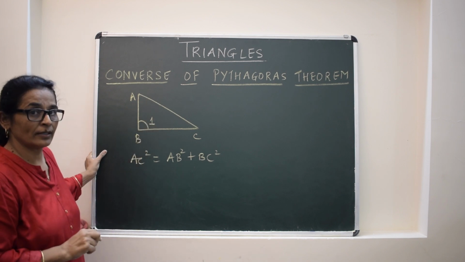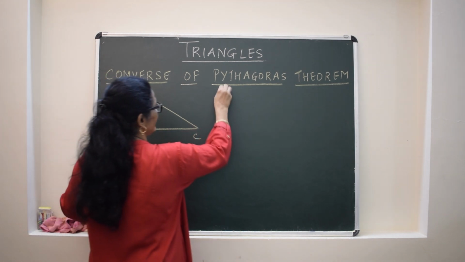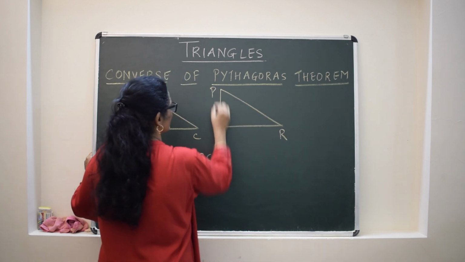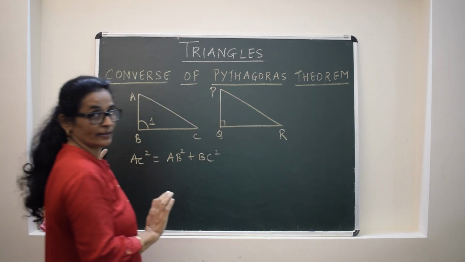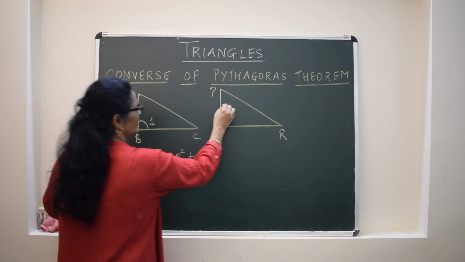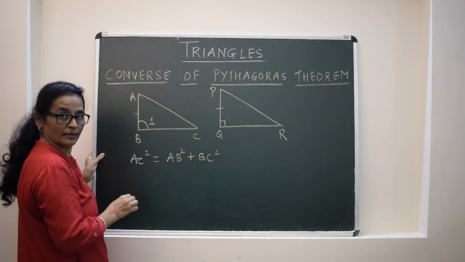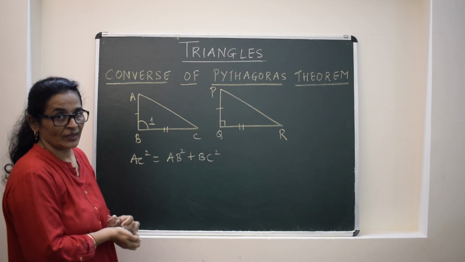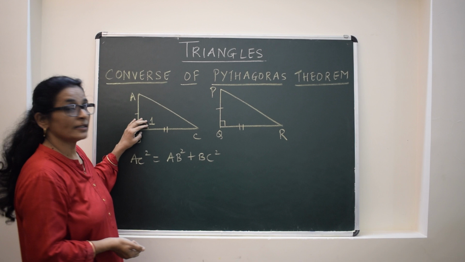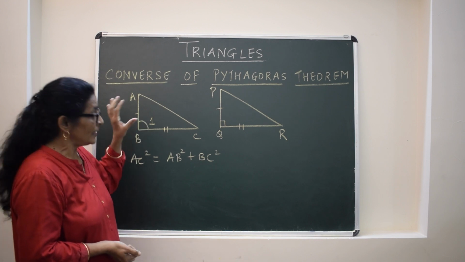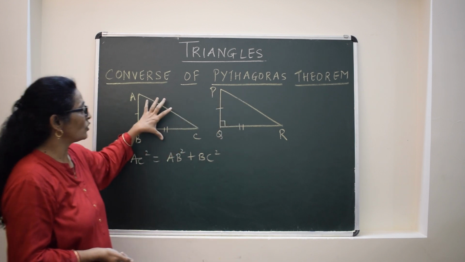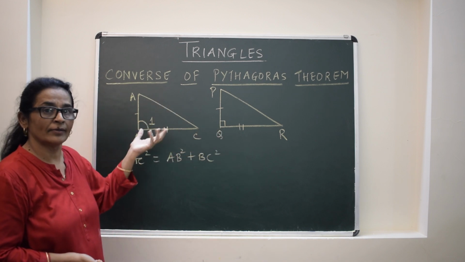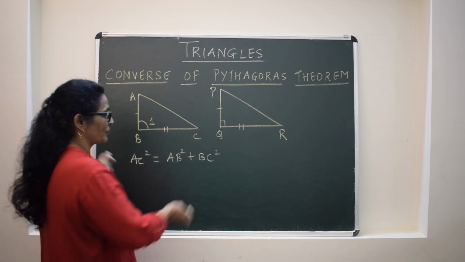For this we will take one construction. We will take one right angle triangle in such a way. This is already a right angle triangle. This is construction, in such a way that PQ is equal to AB and QR is equal to BC. Now we have to prove angle B is equal to 90 degrees. If we can prove this triangle equal and congruent to this triangle, then angle Q will be equal to angle B and that will be 90 degrees. Now let's see. How can we prove this?